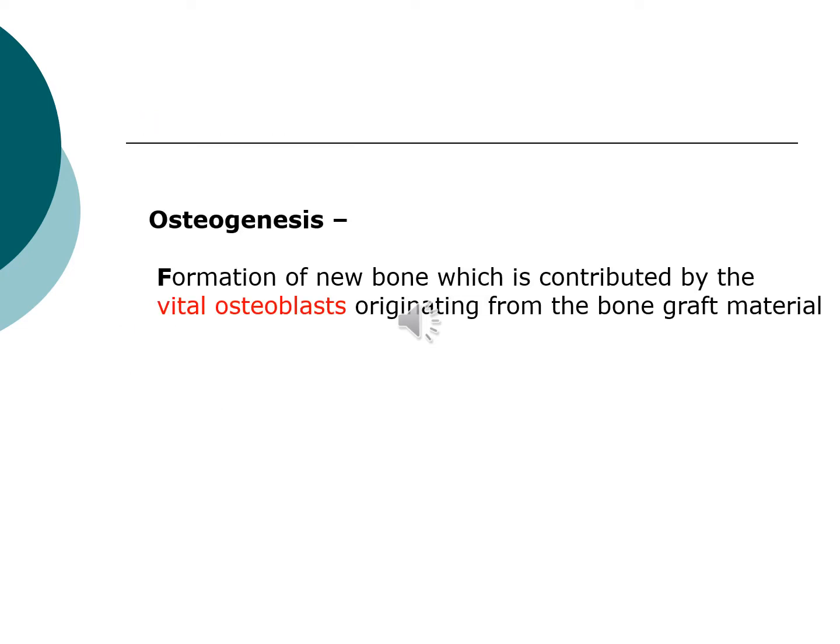First is osteogenesis. When you say a bone graft has osteogenesis properties, it means the bone graft material has vital or living osteoblasts. So if a bone graft has living osteoblasts, then it will have the property of osteogenesis.